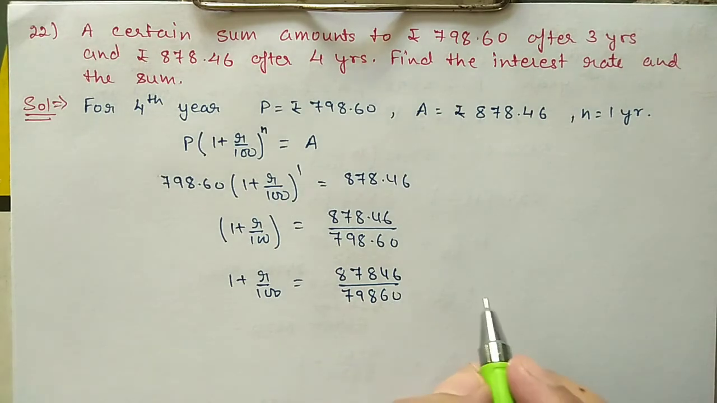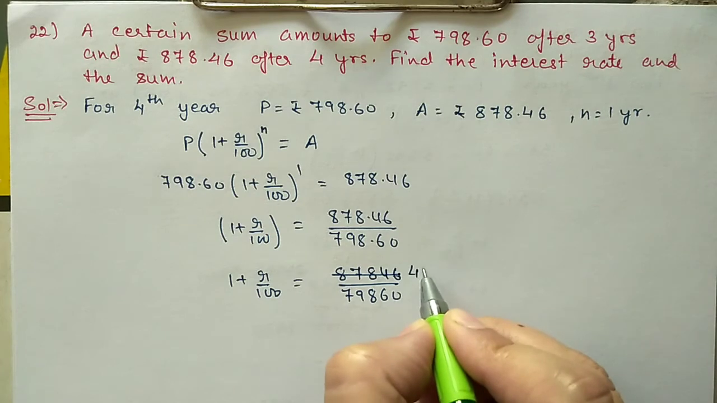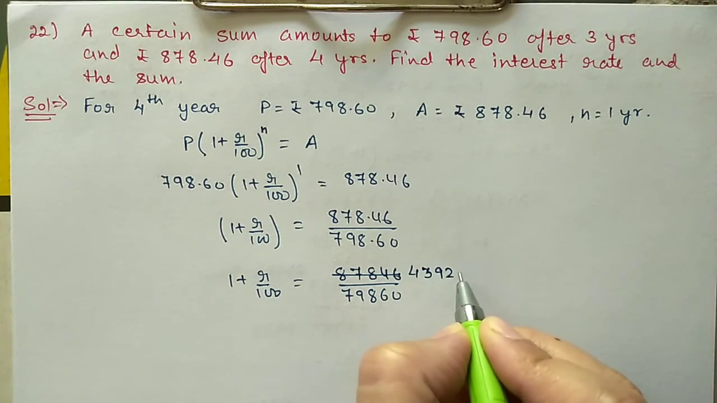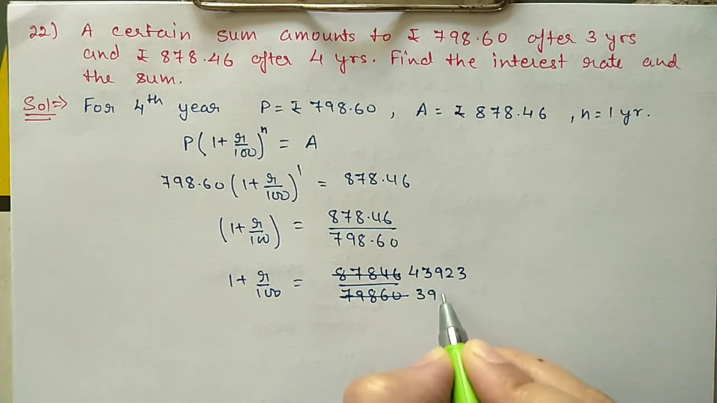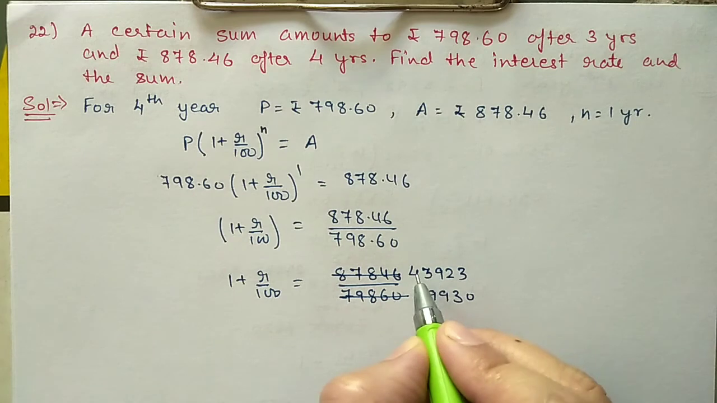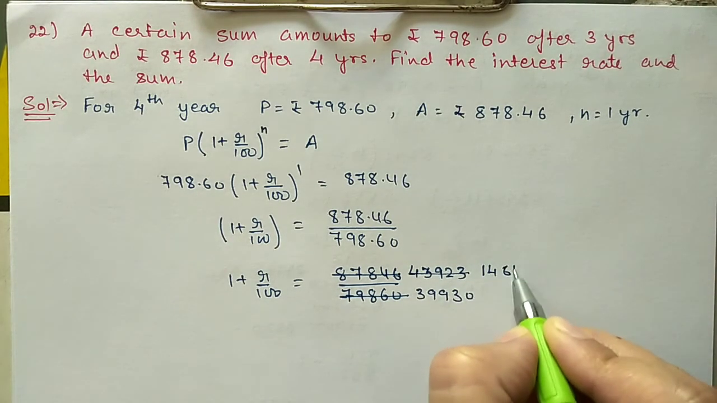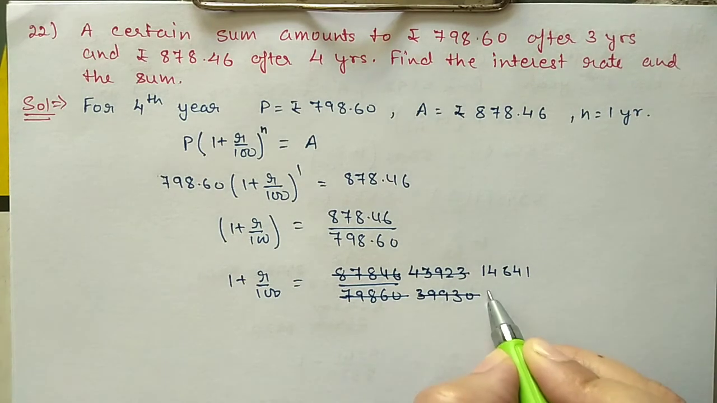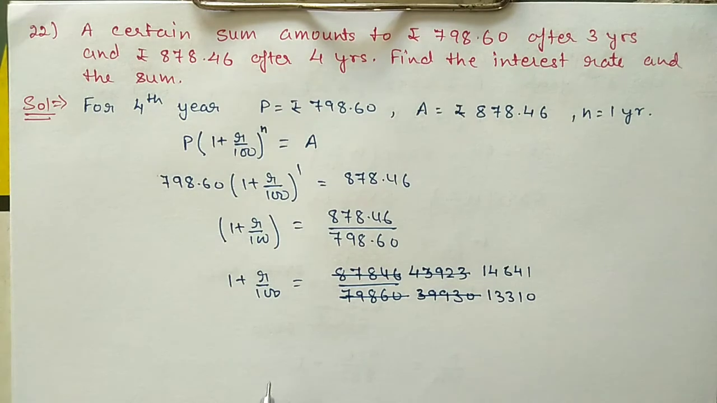After this we will do the cancellation with the table of 2: 2 4s, 3s, 9s, 2s and 3s. In the denominator 3s, 9s, 9s, 3s and 0s. Again with 3 we can do: 3 1s, 4s, 6s and 4 1s. Then 1 3 3 1 0. After this, now this one we can shift to the other side. More division we cannot do here.